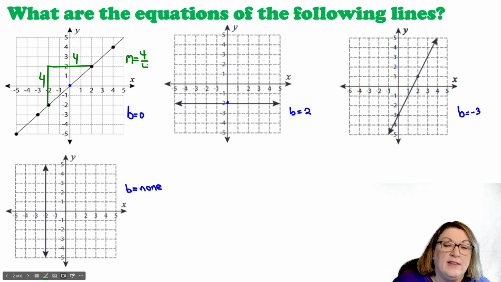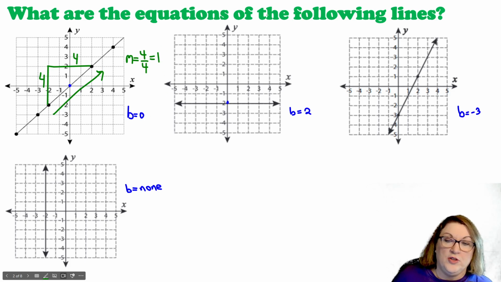And if I'm looking at that line, because it's going up from left to right, we always read our lines left to right, that is a positive slope. So when I simplify, 4 divided by 4 is 1. My slope is 1. We'll write the equations last. Let's just do the slopes first. So this one is 1 for the slope and 0 for the b.